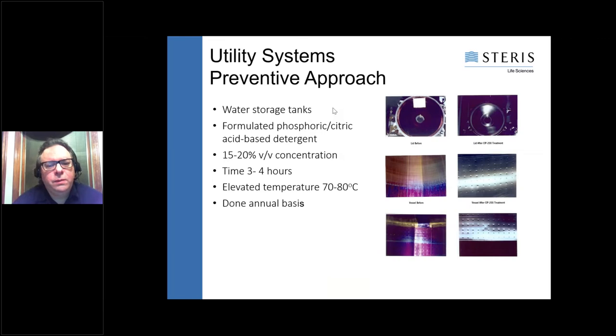A preventive approach would be a periodic treatment with an acid-based detergent, and that's generally with a high concentration. In this example, we have a water storage tank, and this is done on an annual basis with a 15 to 20% concentration of phosphoric citric acid-based detergent. Exposure time is several hours at temperatures of 70 to 80 degrees. So there will be some level of rouge in the system over the course of that year, and then there's the treatment. Next slide.